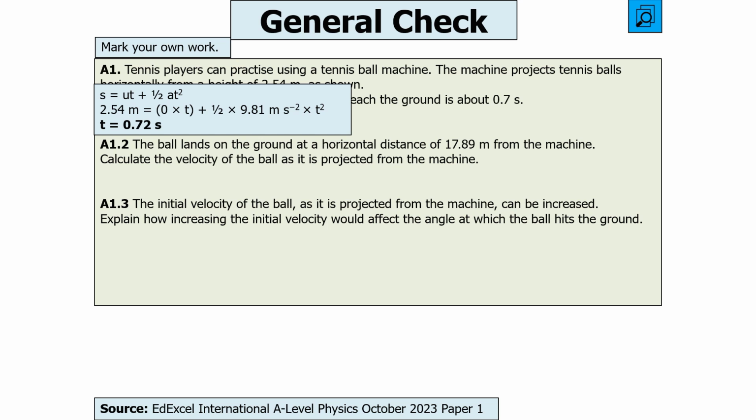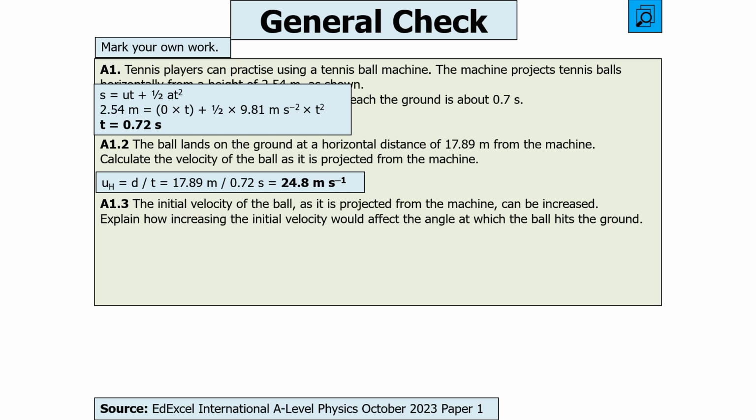Now it's important to know that we're looking at horizontally what's going on. With a projectile, there are no forces acting horizontally, only vertically, so therefore you can use the equation speed equals distance over time in the horizontal. So we can say it's 17.89 over 0.72 because the time is the same both vertically and horizontally for a projected object, so we get 24.8 meters per second.